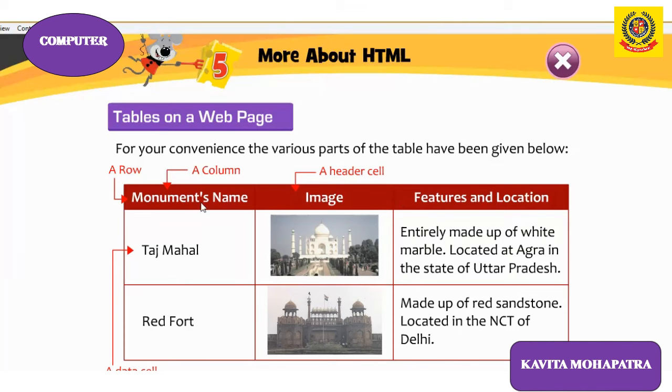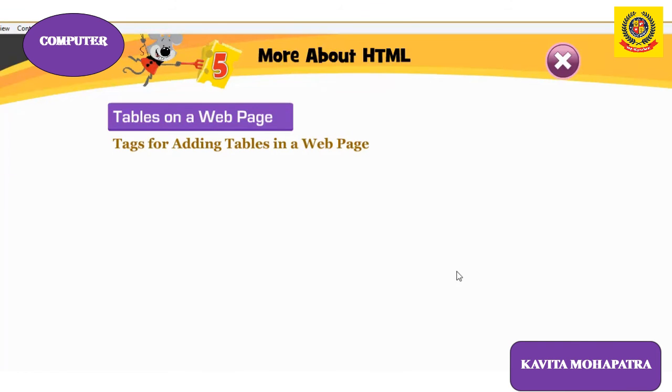So this is the row, this one is the column, this is the header cell, and these are the data cells. Inside the data, Taj Mahal, Red Fort, then you have written about it. So these are the tags for adding tables on a web page.